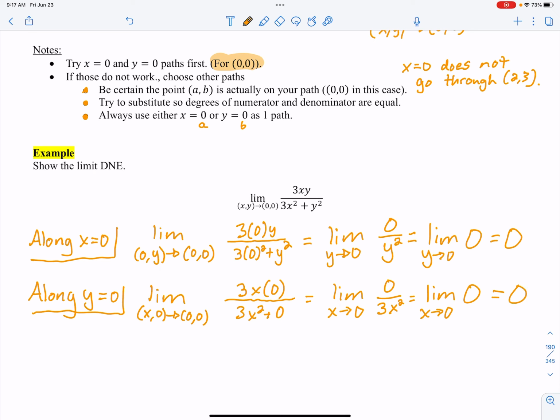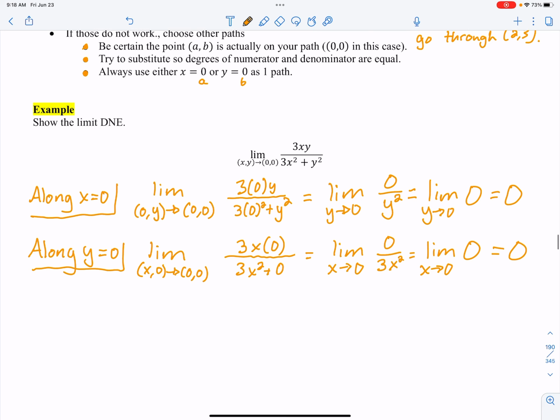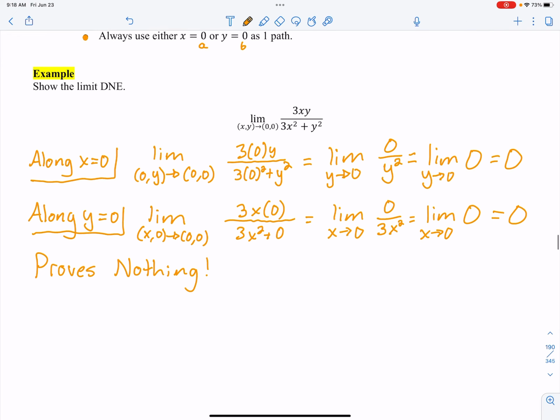Well, that doesn't actually do anything for us. We didn't prove that the limit is 0, because we have to show that every path goes to 0. We just have shown 2. Our goal was to show that those go to 2 different things, but it doesn't work. So this actually proves nothing. There's nothing to do, so we're going to pick another path.